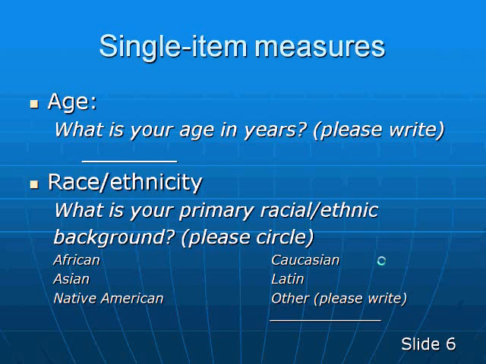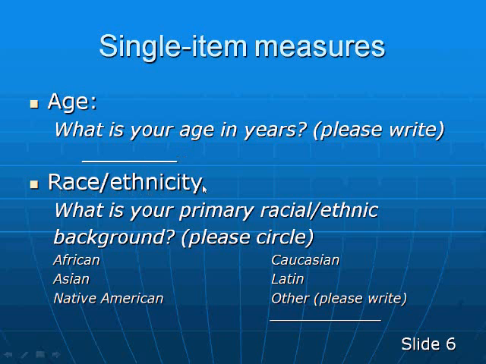Here you have two examples. The first measure looks at age. All you need to do is ask one question, right? What is your age in years? And you can have a space here for a person to write their answer. So this is a single item. You can also think of an item as whatever a person gives a single response to. That's an item.